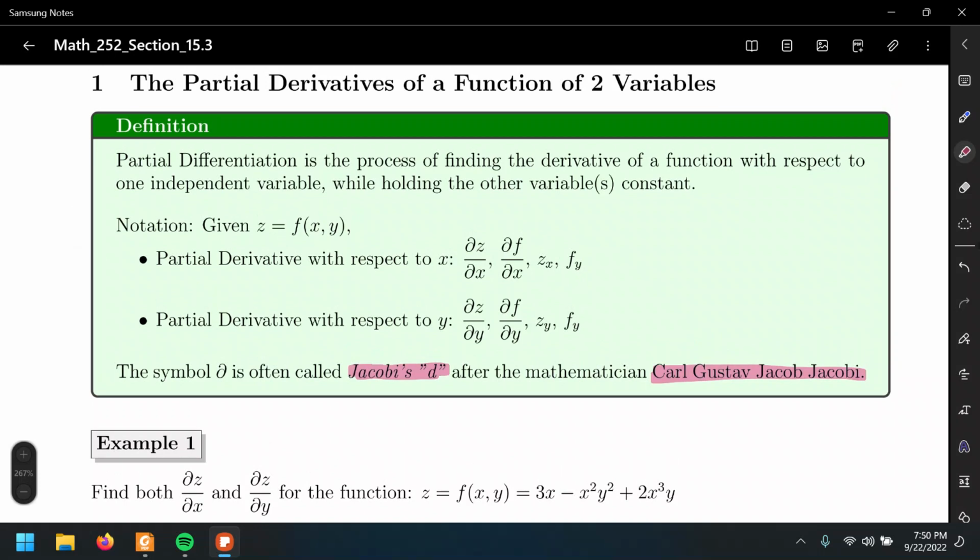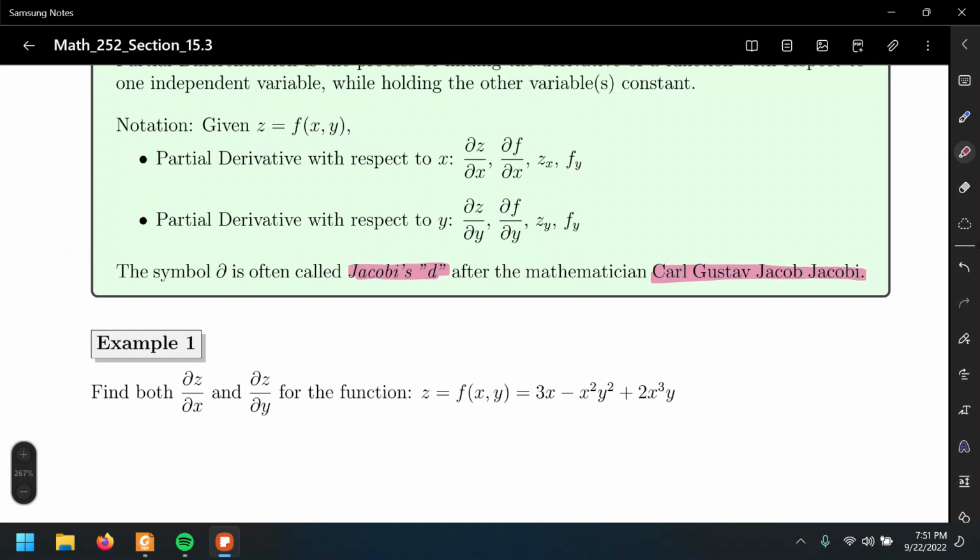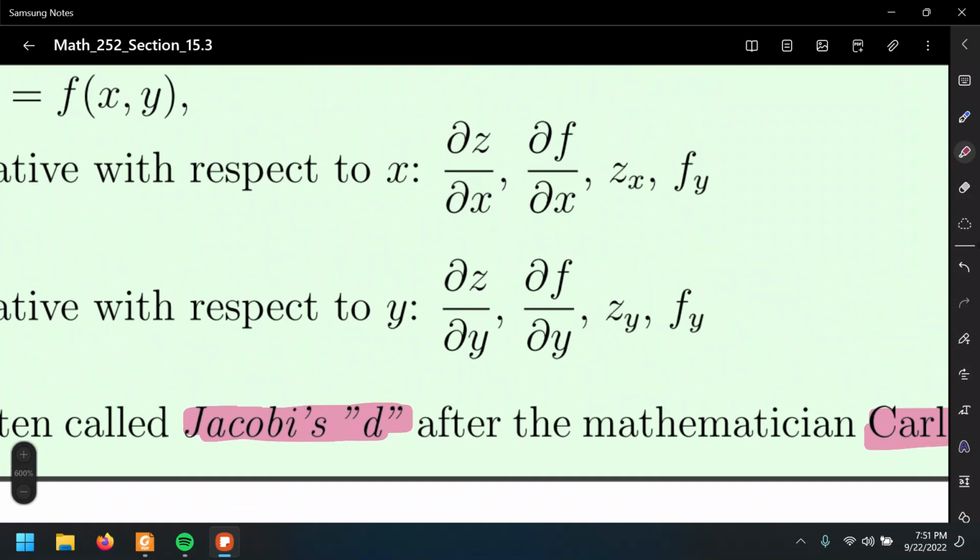Partial differentiation is the same process of finding derivatives with respect to one independent variable, but in this case we are going to hold the other variable, or the other variables, constant. I think a few examples will be better in this case. But first, let's look at the notation. When we want to find the partial derivative with respect to x, we use partial z with respect to x, partial f with respect to x, or sometimes for short, the function z with a subscript x.